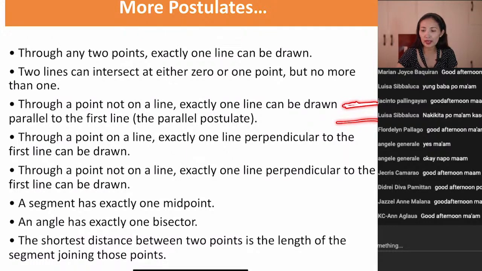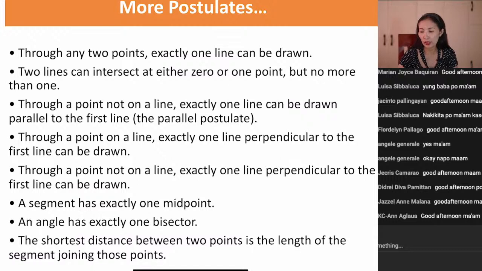And then number 4 says, through a point on a line, exactly one perpendicular to the first line can be drawn. So through a point on a line, there is only one perpendicular line that could be drawn to the first line. Number 5, through a point not on the line, exactly one line perpendicular to the first line can be drawn. A segment has only one midpoint. An angle has exactly one bisector.